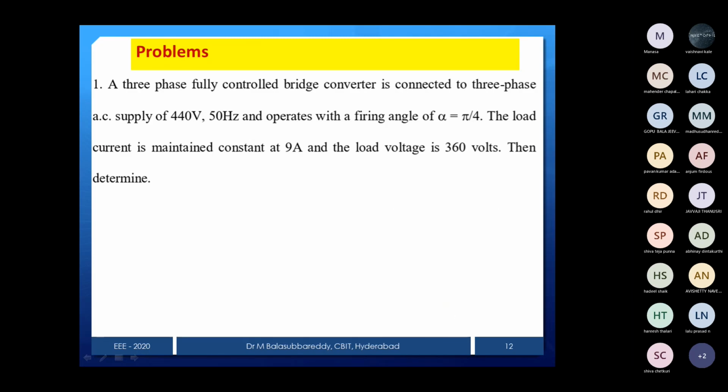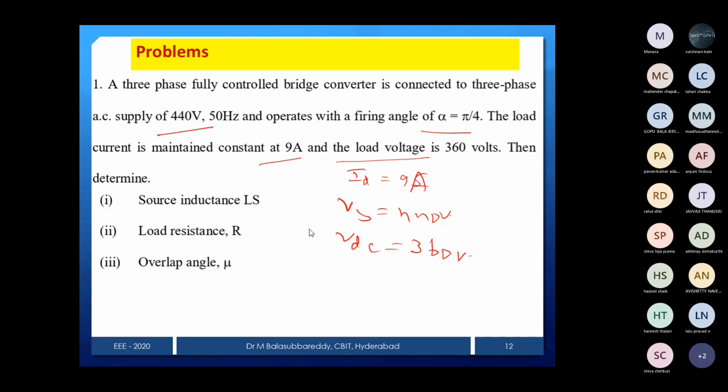Now we'll see another problem. A three-phase fully controlled bridge converter is connected to a three-phase AC supply. The AC supply value is 440 volts, 50 Hz, and alpha is given as pi by 4, and the current is maintained constant at 9 amperes. That means Id or I naught is given, that is 9 amperes, and Vs is 440 volts, and the load voltage, that is VDC, is 360 volts.